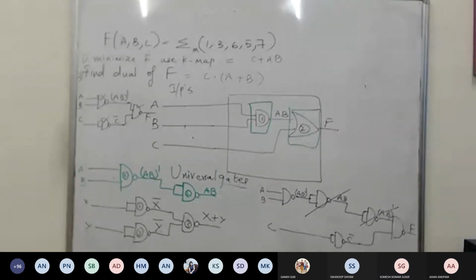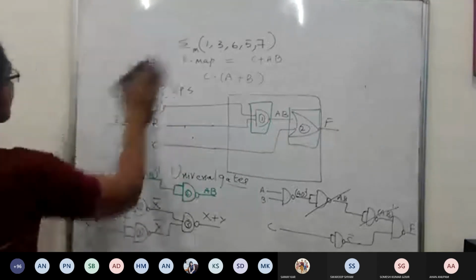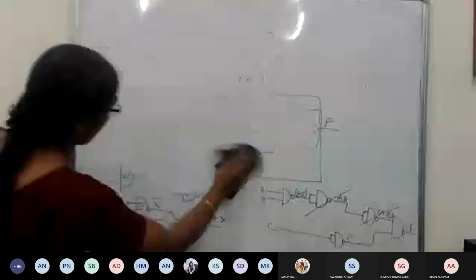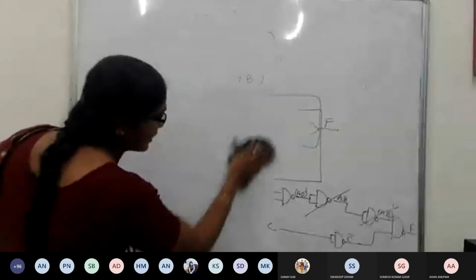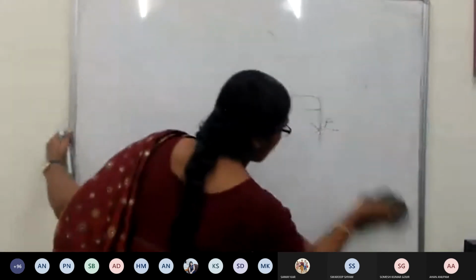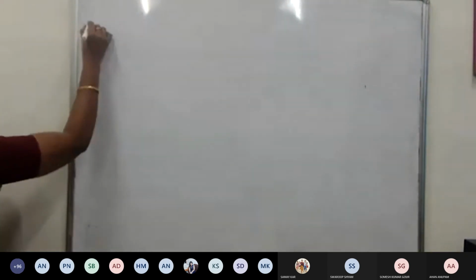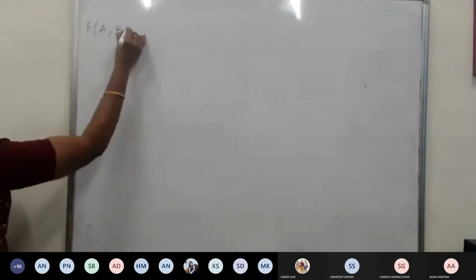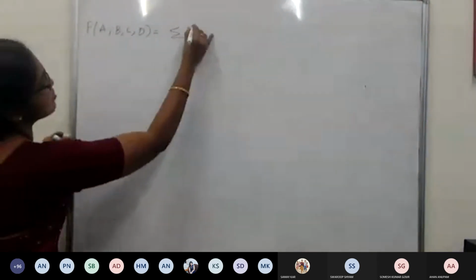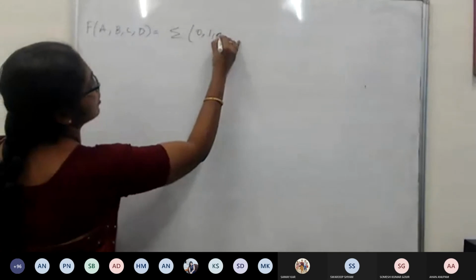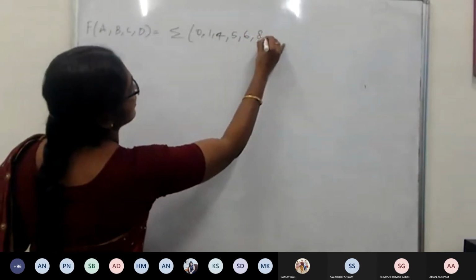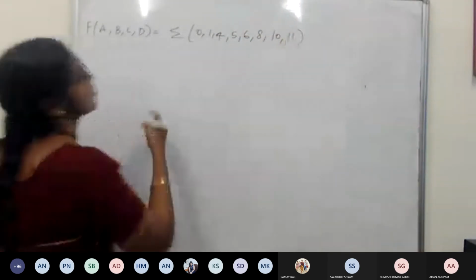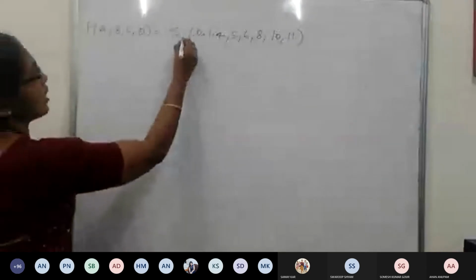Right. So do one thing. Let's do the same procedure totally for a 4 variable. Okay, so in the 4 variable also I need this full level, right? So that 4 normal realization, then afterwards the circuit diagram, everything. So you can take down a function which is having A, B, C, D. Okay, its min terms are 0, 1, 4, 5, 6, 8, 10, 11. Right? These are the min terms available.